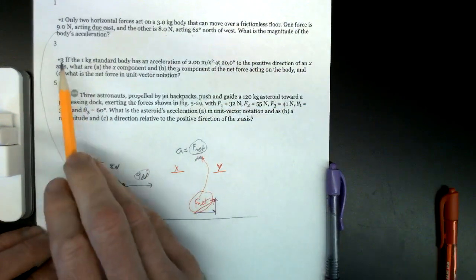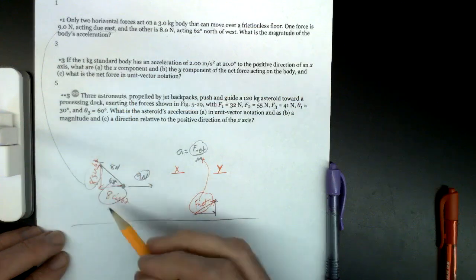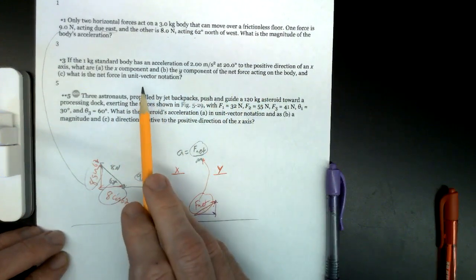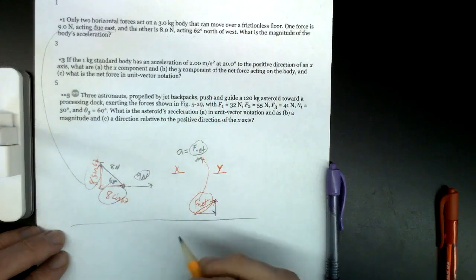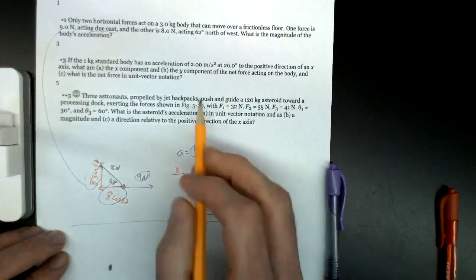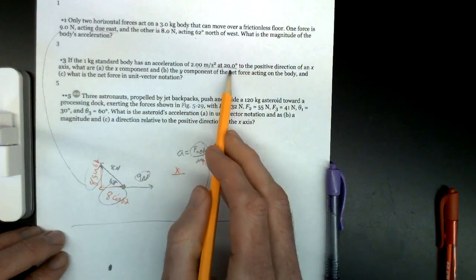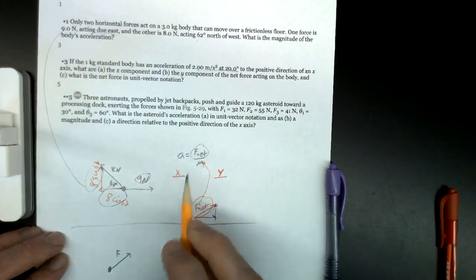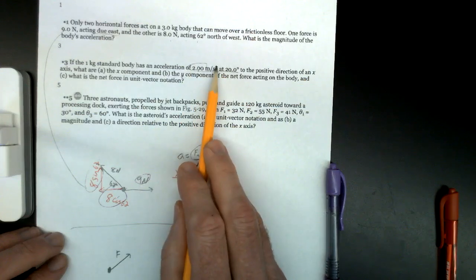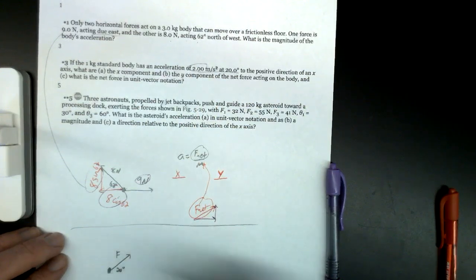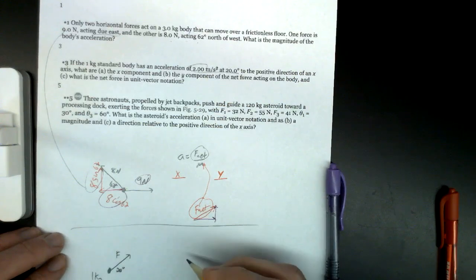Okay, let's see. Question 3. A 1 kilogram body has an acceleration of 20 degrees to the positive direction of an x-axis. What are the x component and y component of the net force that's acting on it? So we draw a little free body diagram. We know it's going to be accelerating up in this direction. So here's the force that's acting on it. I'm not going to label it with this 2 because that's an acceleration. I can label this as 20 degrees. And I know that it's 1 kilogram, so maybe I can write that down as well.